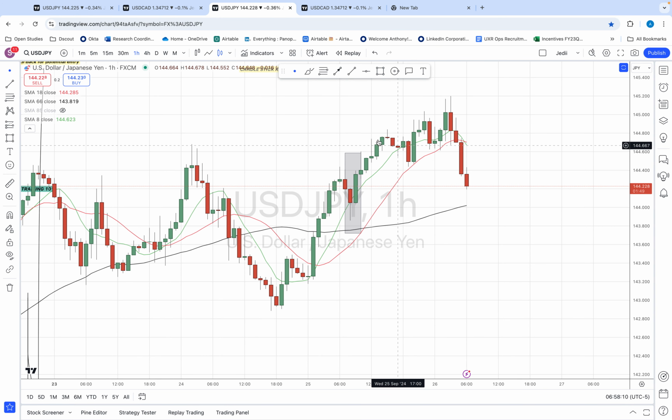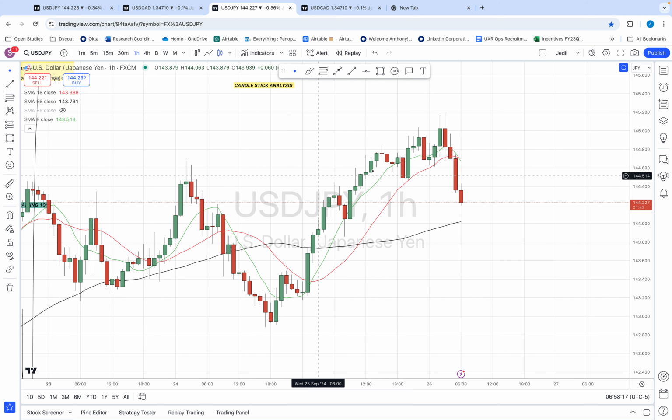So what is a bearish engulfing formation? It's the exact opposite. You have this bearish candle engulfing the previous bullish candle, okay? You saw how on this one it was the bullish candle engulfing the bearish. Here it's the bearish candle engulfing the bullish candle, okay?